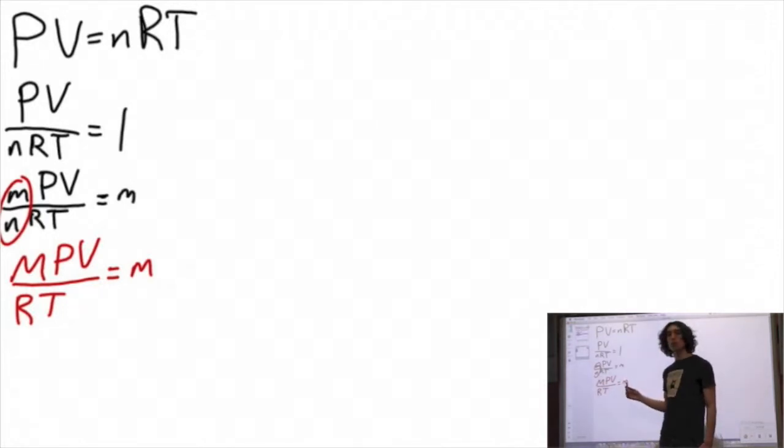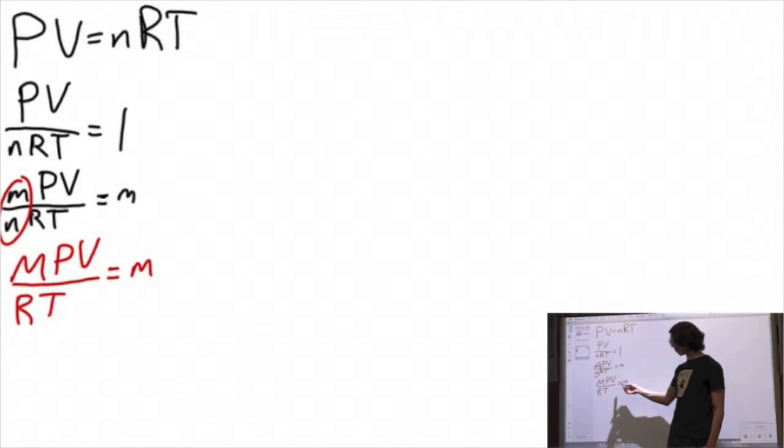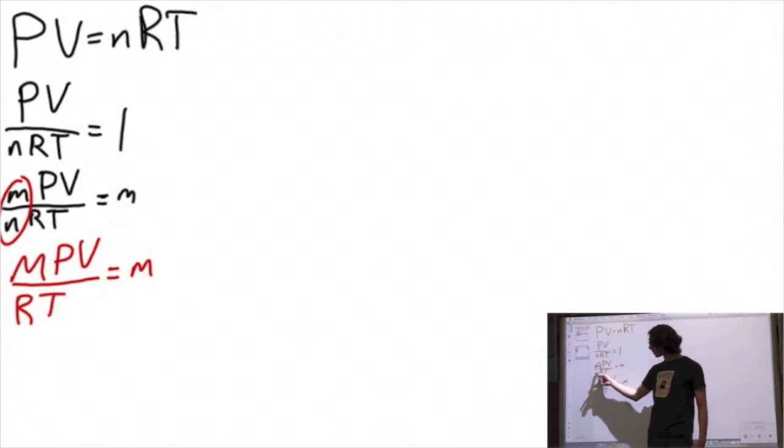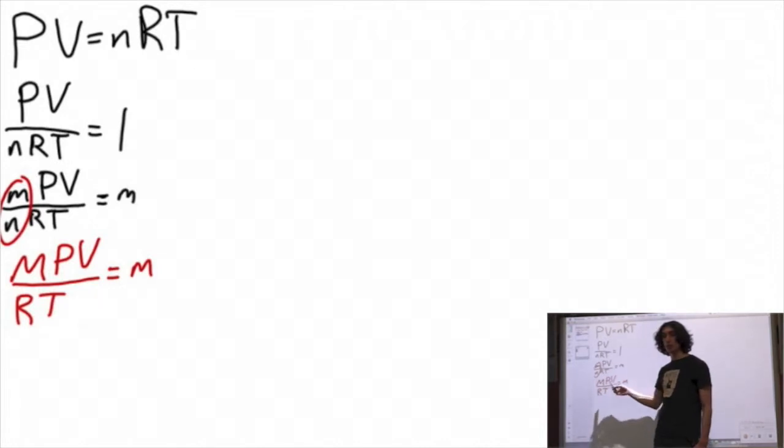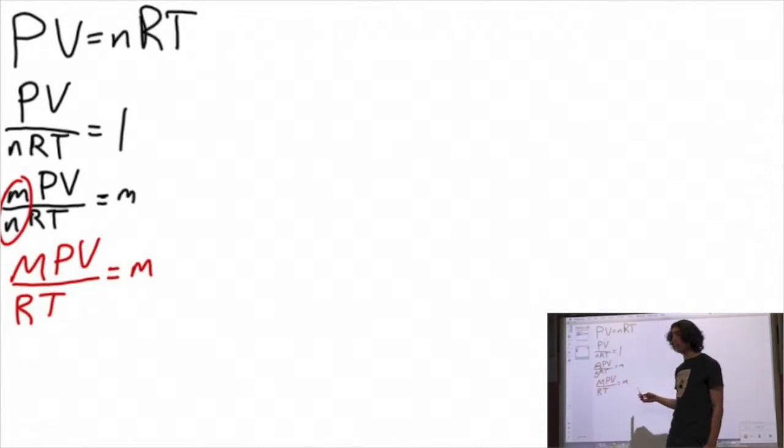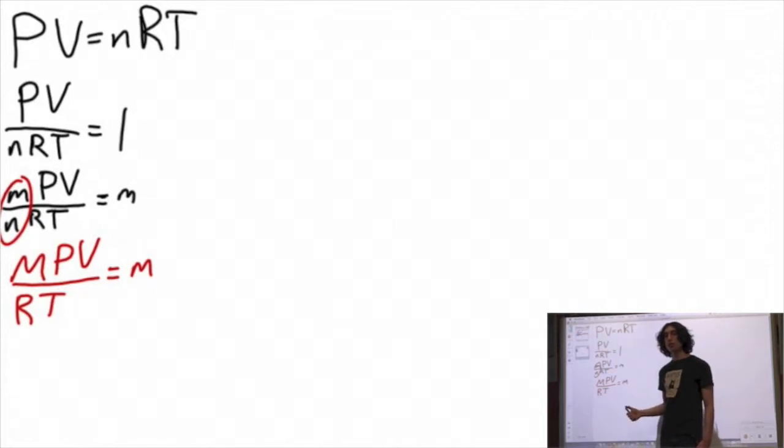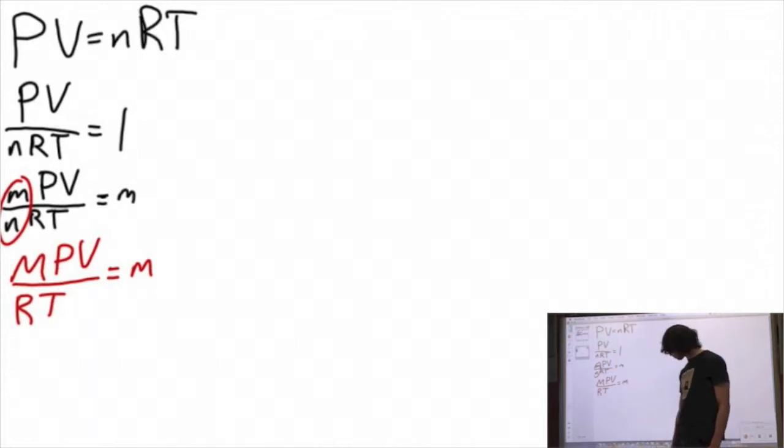If this is confusing to you for some reason, if you need to solve for a mass, you can always solve for moles, solve for n instead, and then simply use the molar mass and the mass to figure out the rest of the answer. But I think this is a pretty straightforward way of condensing your equation down to one step.